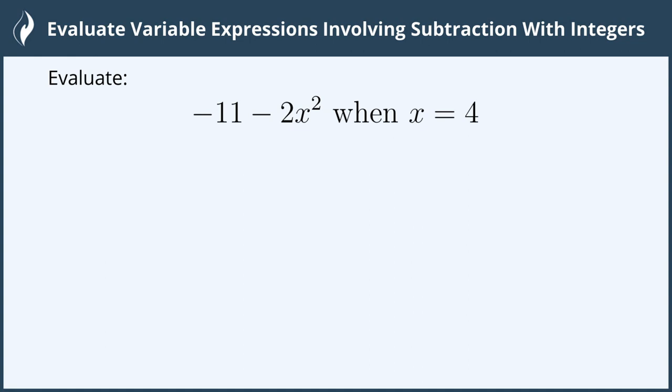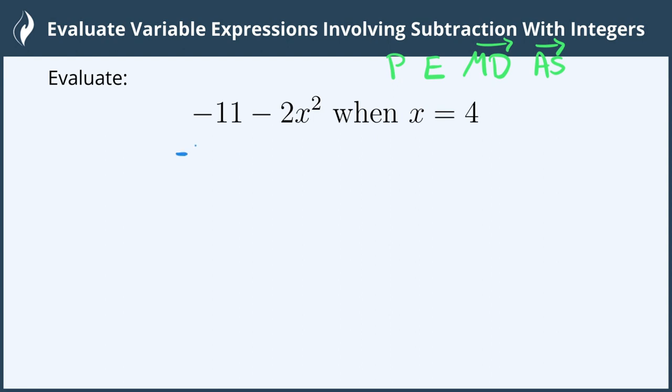Before we go on, let's review the order of operations. Parentheses, exponents, multiply and divide from left to right, add and subtract from left to right. Here we have this expression and we were told what x equals. That means we need to substitute, and every time we see x, we will substitute 4.